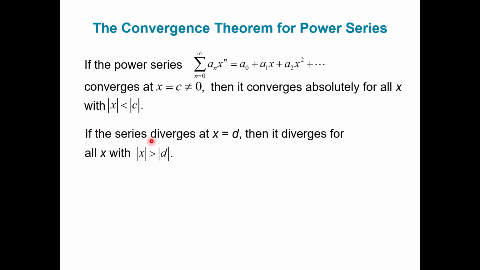Now, if the series diverges at some value, like x equals d, then it diverges for all values greater than the absolute value of d. So what that would look like is all values bigger than the number d, and then this also represents numbers less than negative d. So for us, in the previous example, that was numbers bigger than 1 and less than negative 1. Okay, so this is for a power series centered at 0, and then we'll generalize it in just a moment.